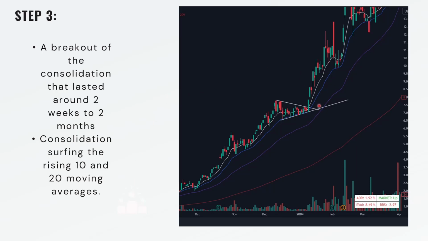Then lastly, step 3, we get the breakout of the consolidation that lasted around 2 weeks to 2 months. This was around a month or so. Then the consolidation was surfing around the 10 and 20 moving averages. So the white's the 10, the blue's the 20, and then the purple's the 50. Ignore the red one. So we had the breakout above it, and this breakout, as you can see, went from around 7.30 to a high of around 13. So we're going to be talking more about when to actually buy it, how to buy it, and then where to place your stops in the next slides.